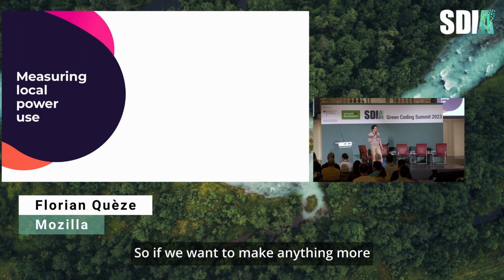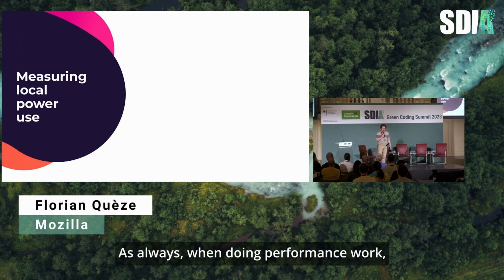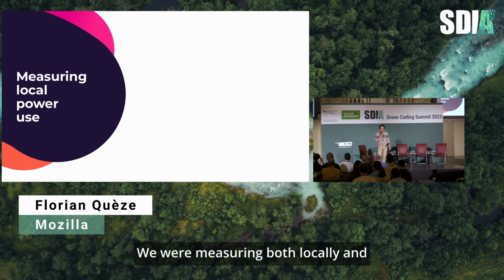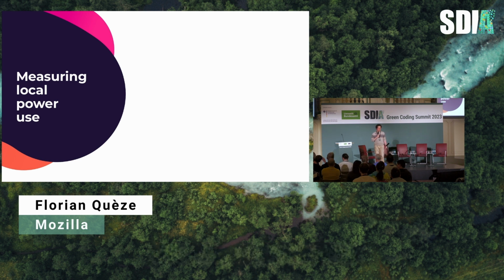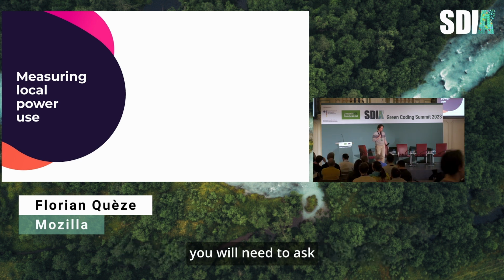So if we want to make anything more efficient, we are talking about optimization. And as always, when doing performance work, we should not be guessing, because we will be guessing wrong and spending our effort in a place where it will have no benefit. We should start with measuring. And we were measuring both locally and globally for our entire user population. I will focus the rest of this talk on what we do to measure locally. And if you want to know what we do about our global user base, you will need to ask me later.